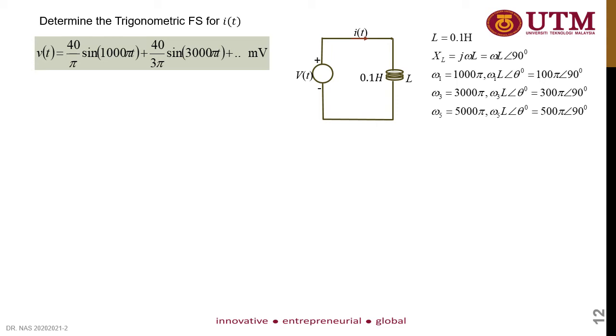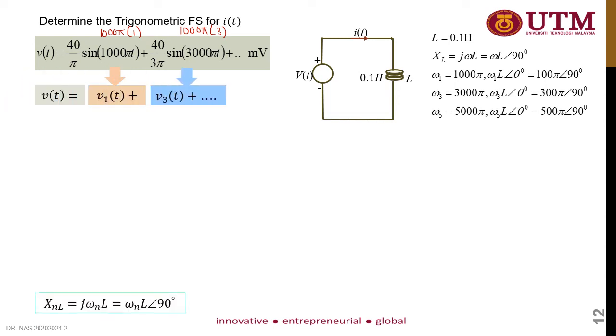Okay, so the first step, you need to consider the components of Vt. In this case, you have three main components. The first one is V1T when omega is equal to 1000 pi multiplied with the first harmonic. So this is omega naught multiplied with the third harmonic, and so on. Okay, so these are the main components of your Vt.